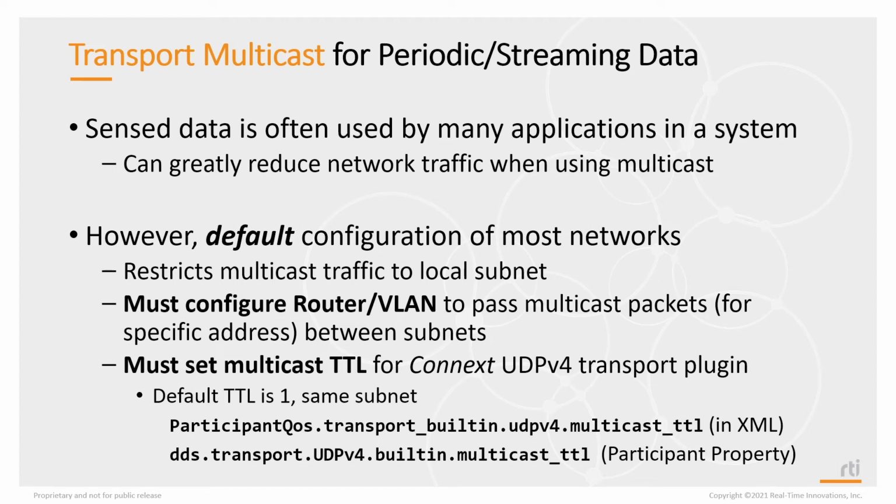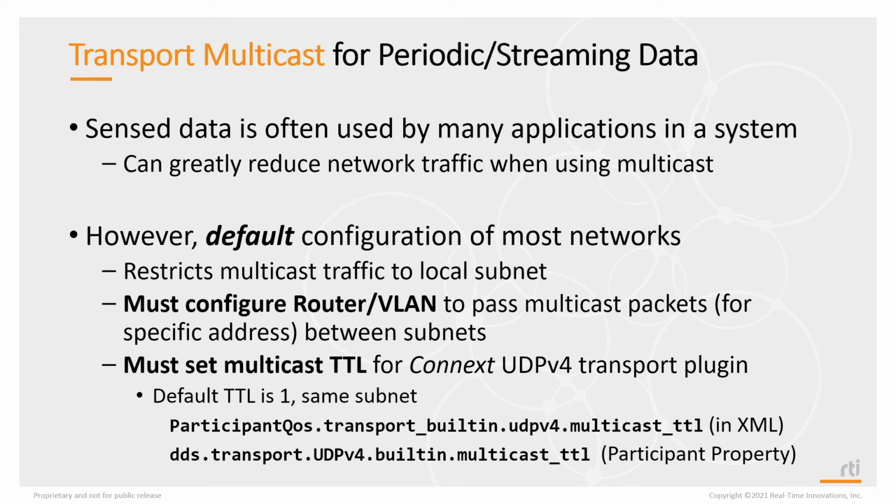One, you have to configure the router or your VLAN to pass multicast packets between subnets. And how to do that, unfortunately, is very specific to your router or your VLAN. But usually you're going to have to get some IT person to help you log in and configure your router, switch, or VLAN to basically forward multicast packets between subnets.